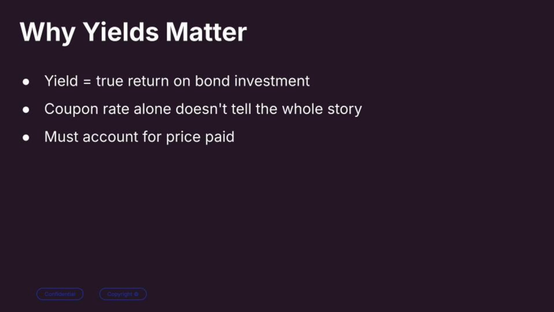When you buy a bond, the coupon rate alone doesn't tell you what you're actually earning. That's because the price you pay might be more or less than par value. Yield captures your real return by factoring in what you actually paid for the bond.